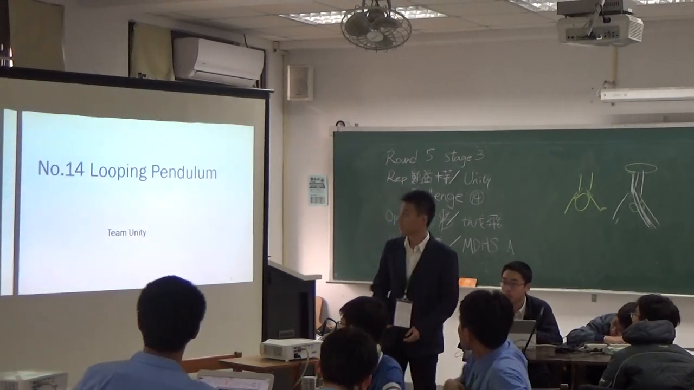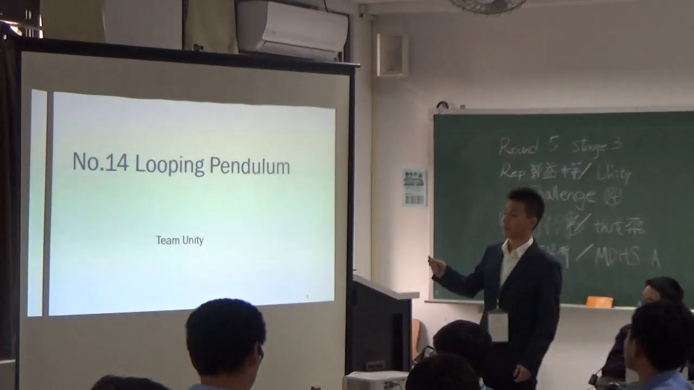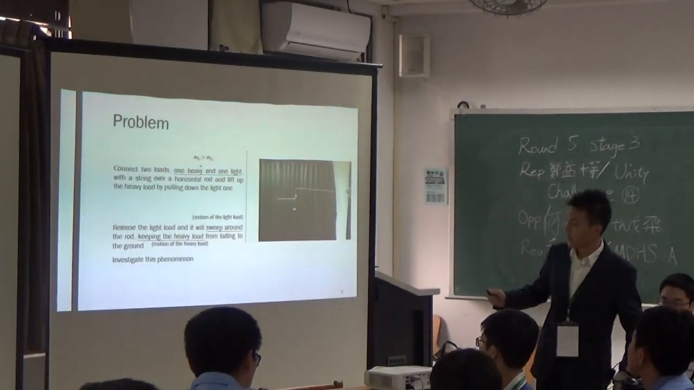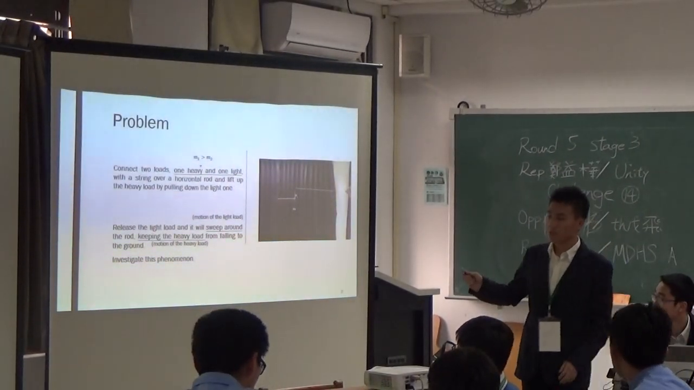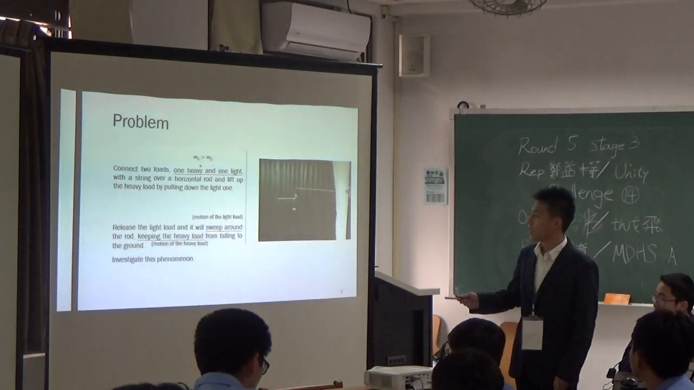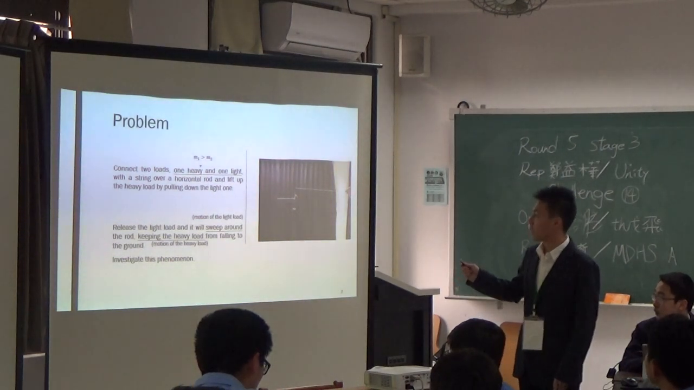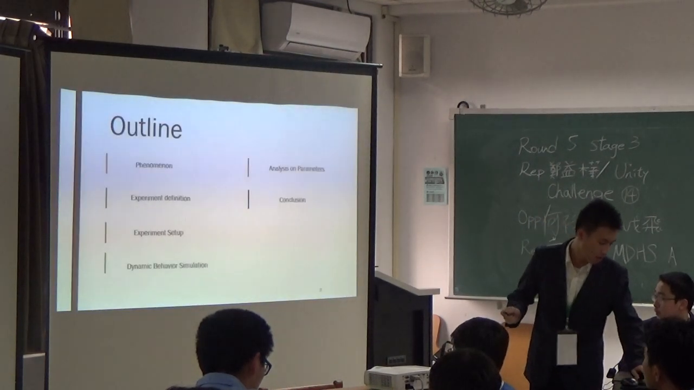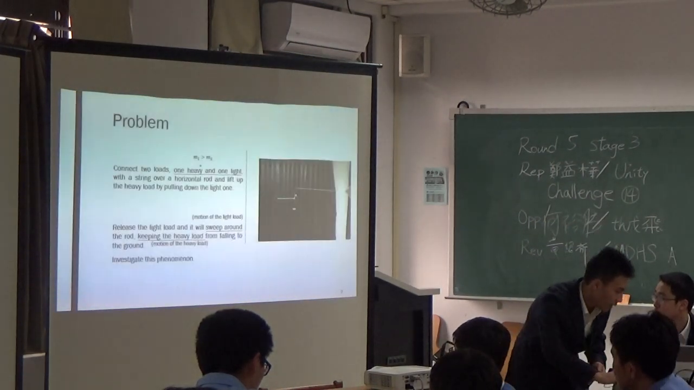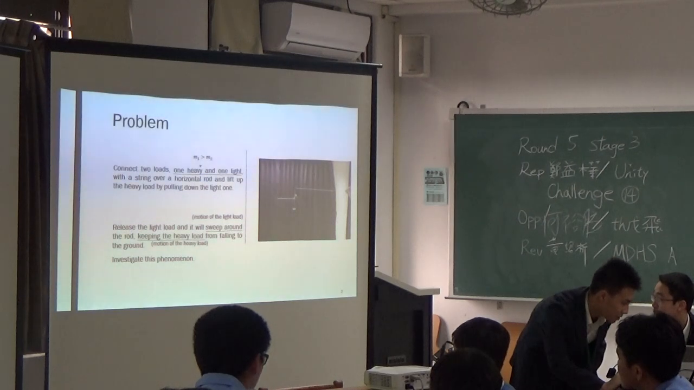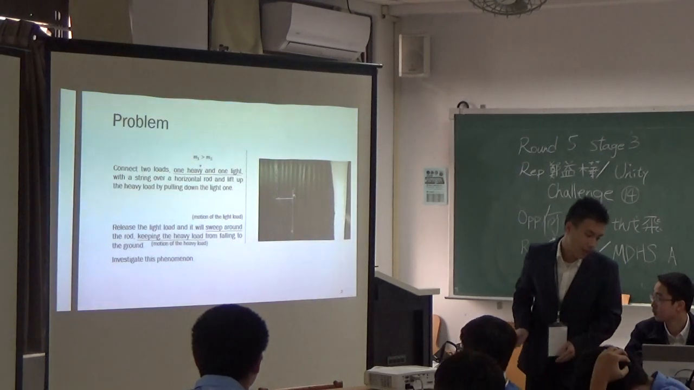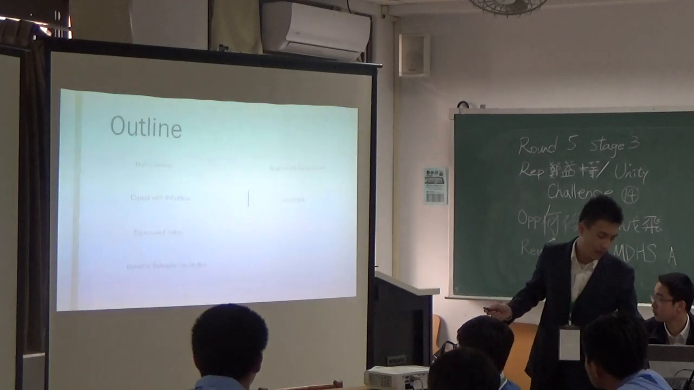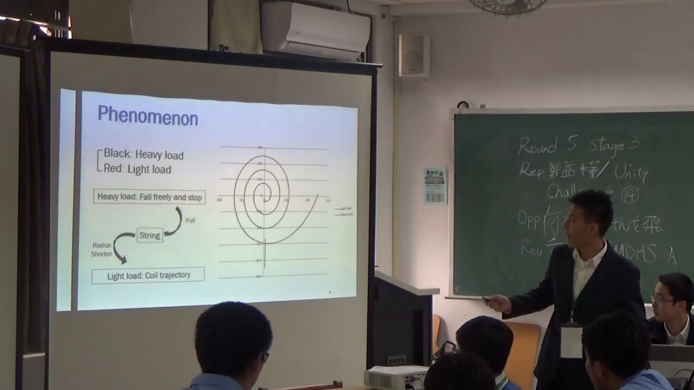Good afternoon, ladies and gentlemen. Today I'm going to report problem number 14, Moon Pendulum, from Team Unity. And here is the problem statement. Connect two laws, one heavy and one light, whispering over a horizontal rod, and lift up the heavy law by pulling down the light one. Release the light law and it will swing around the rod, keeping the heavy law from falling to the ground. Investigate this problem.